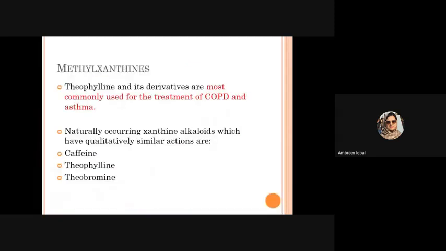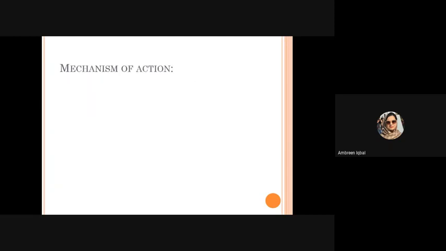Theophylline derivatives are most commonly used for the treatment of COPD and asthma, but the point is they come after the class of beta 2 agonists. Beta 2 agonists are the first choice, the first preferable drug used in asthma. Naturally occurring xanthine alkaloids, which have qualitatively similar actions, like caffeine, theophylline, and theobromine, act similarly to how caffeine acts. Caffeine is present in coffee and tea as well.